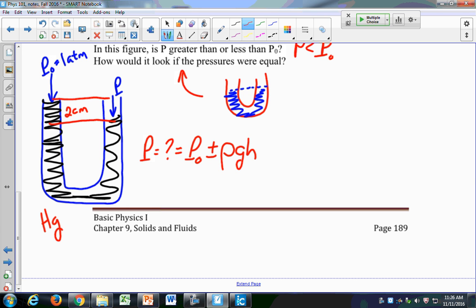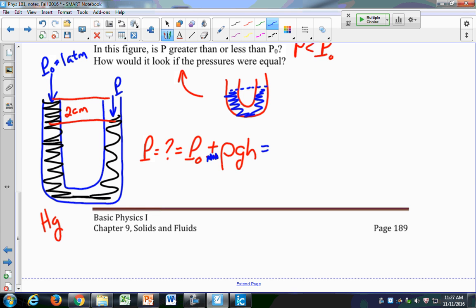This is bigger because it's pushing down more and forcing the liquid up on this side. So P is bigger than P naught. So am I going to use the plus or the minus here? If P is bigger than P naught, I use the plus, because that would make this value bigger than this value. I'm adding that extra to it. So I'm just going to get rid of the little minus there, and I'm going to remember that it's plus rho GH.